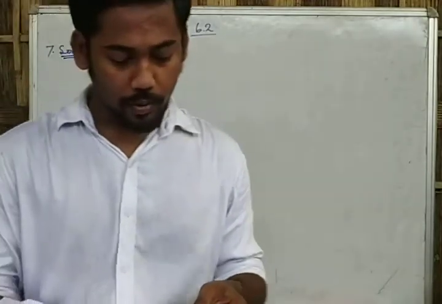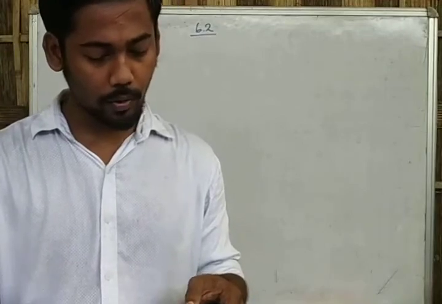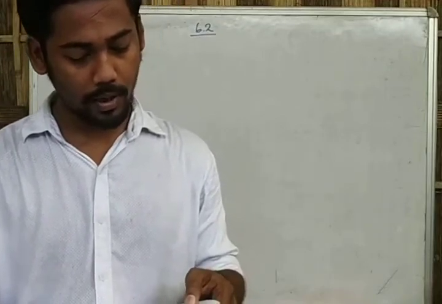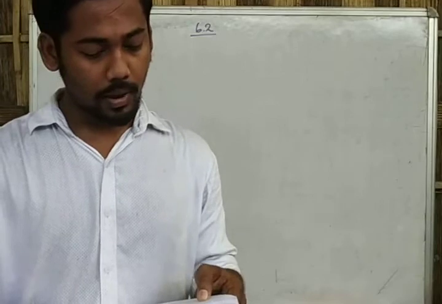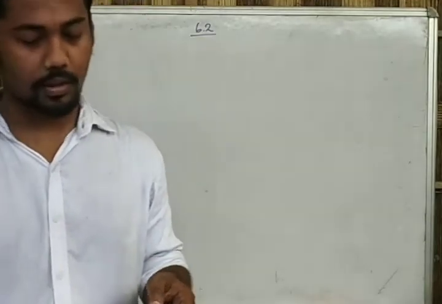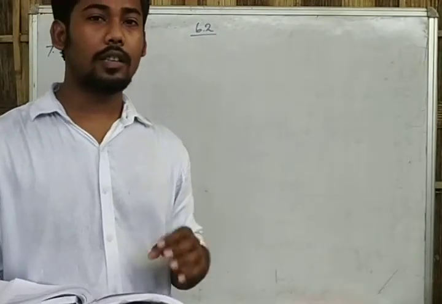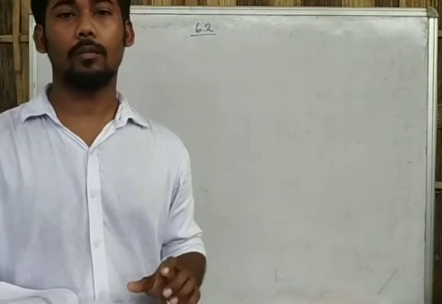Using theorem 6.1 prove that a line drawn through the midpoint of one side of a triangle parallel to another side bisects the third side. Recall that you have proved it in class 9. So this theorem was already proved in class 9, and this theorem is known as the midpoint theorem.